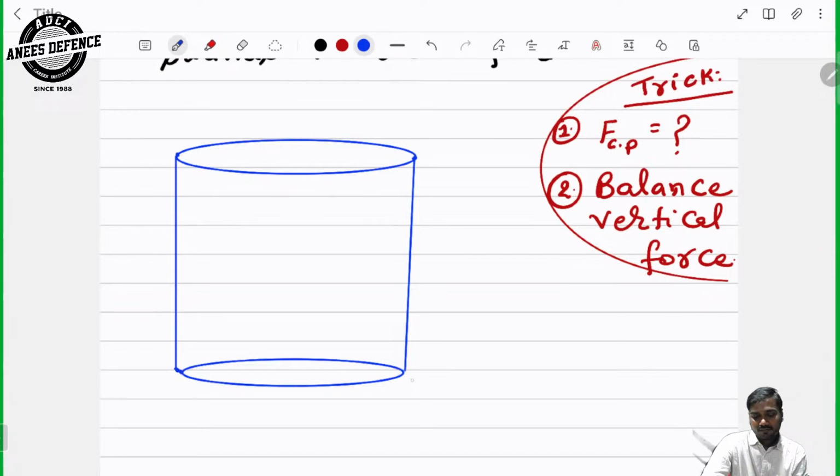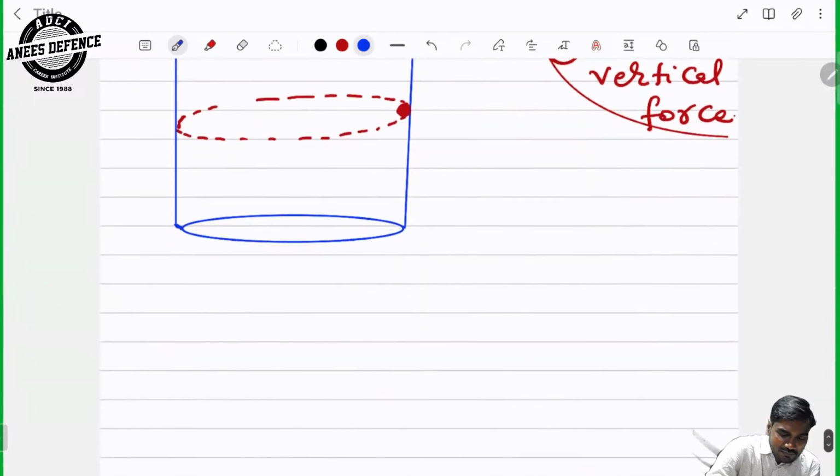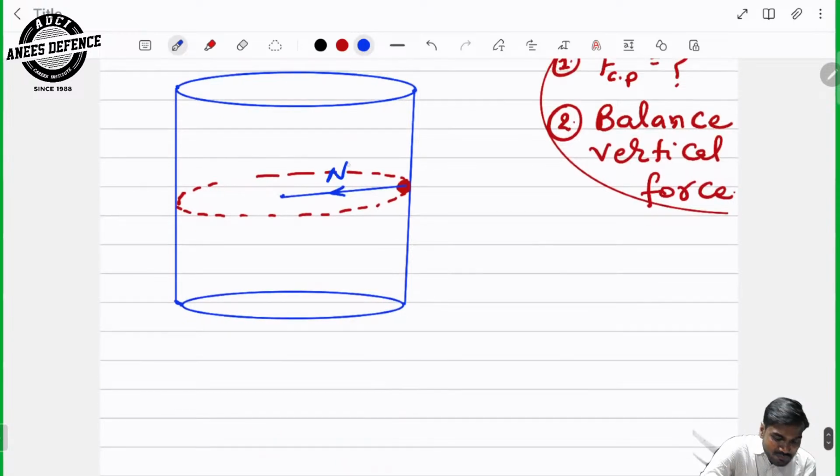Right? Consider that a stuntman is here with a bike, making a horizontal circle. Yes or no? Yes, making a horizontal circle in that cylindrical bowl. So a force will act towards the center, and that force is known as centripetal force. So in this case, centripetal force is which force?